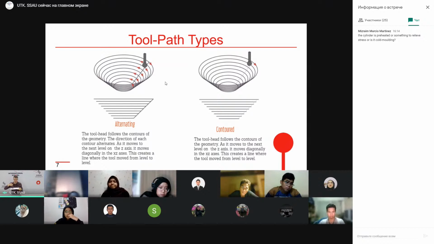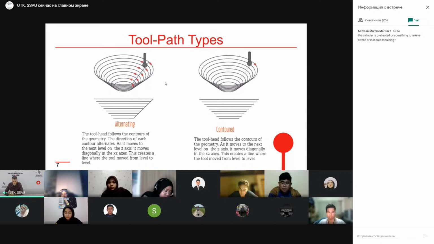For example, on the first step, the punch is moving counterclockwise, and on the next step, after the punch has moved in axial direction, in direction of the z-axis, it moves clockwise, and so on. When the punch goes from one step to another, it moves diagonally in the xz plane. So this axis is z, and the axes x and y lie in the plane of the initial sheet. So when we are going from one step to another, we are going deeper into the sheet. The punch will move diagonally in the plane xz.